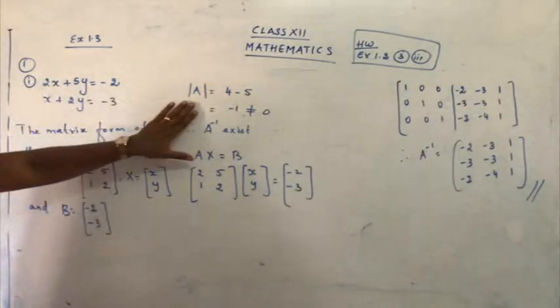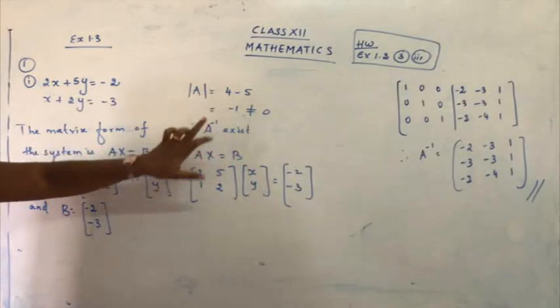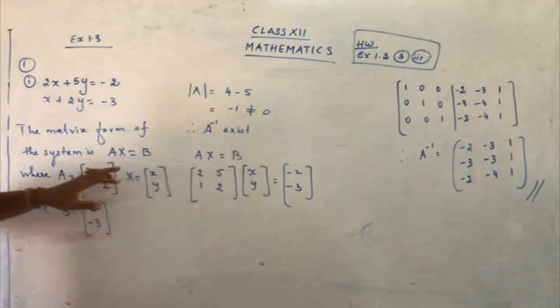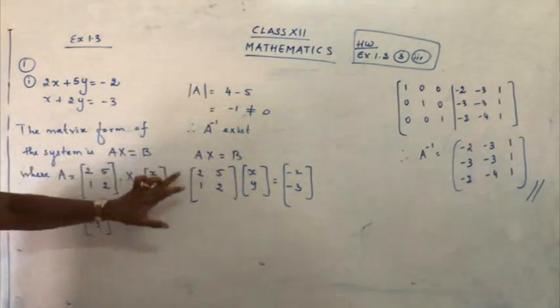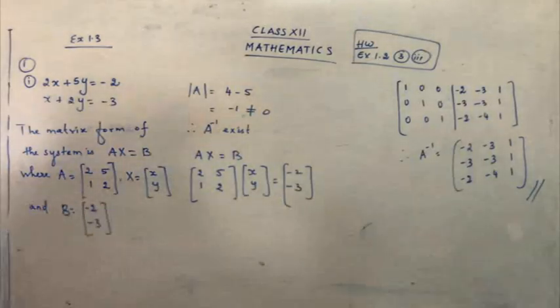Check whether determinant A is not equal to 0. Yes, we got the answer which is not equal to 0. So we say A inverse exists. So we are proceeding further. We are taking the same system and substituting all the values. Clear? It's okay. Now let's see the next step.